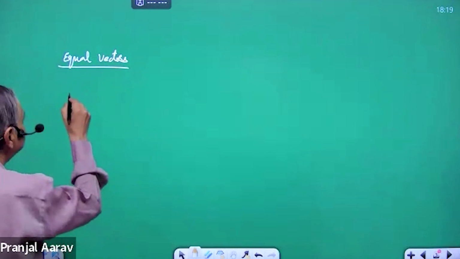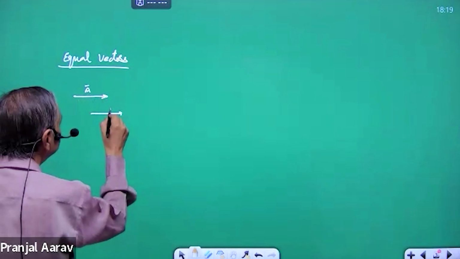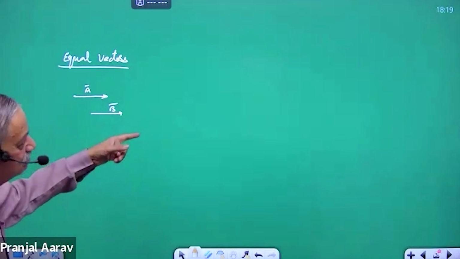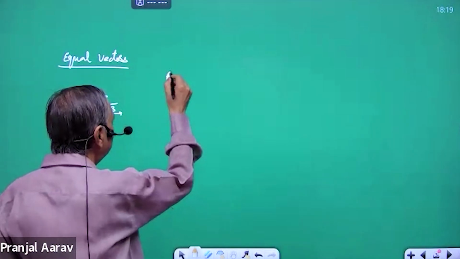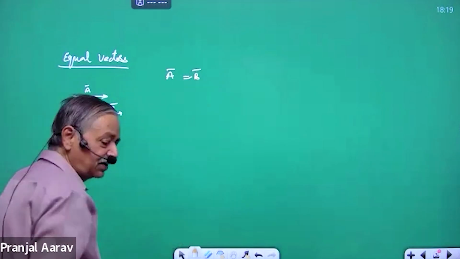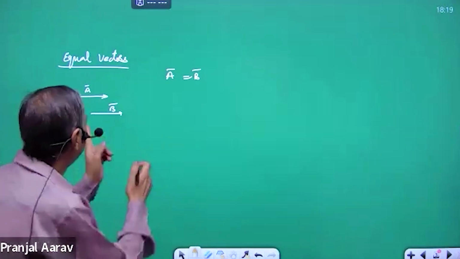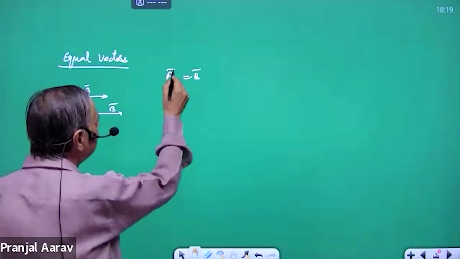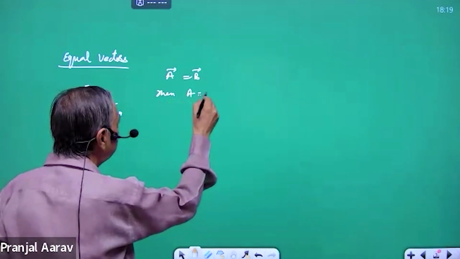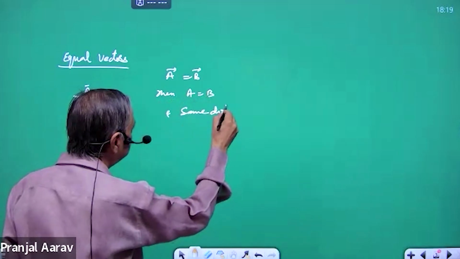Equal vectors. You see, they have same direction. If I write A is equal to B, that means A vector and B vector, they are the same thing. They are equal. A vector is equal to B vector, or A is equal to B and same direction. Understood?